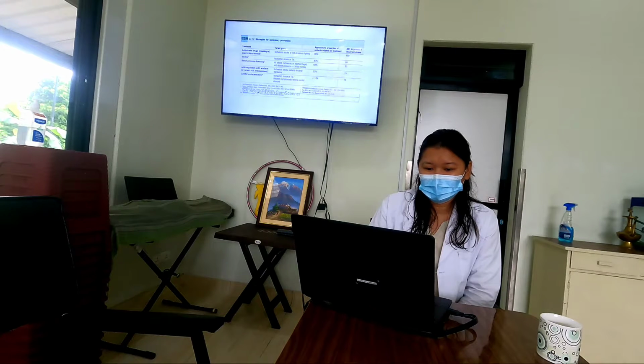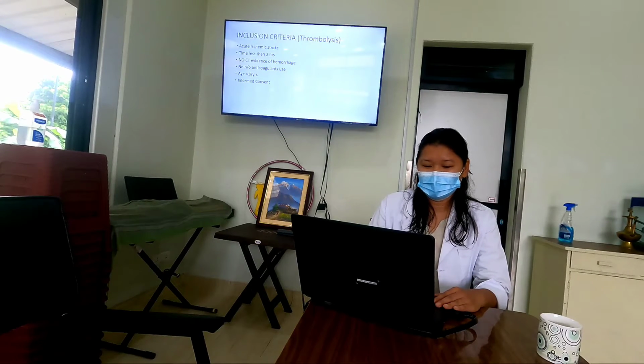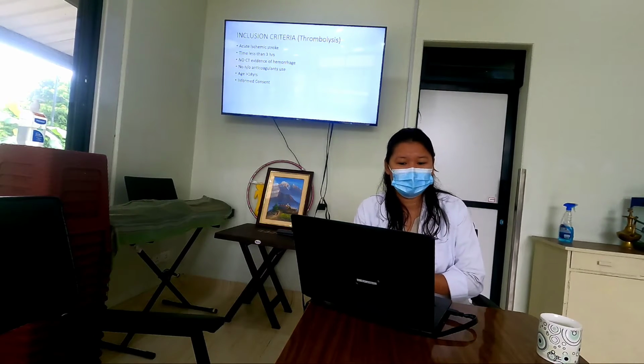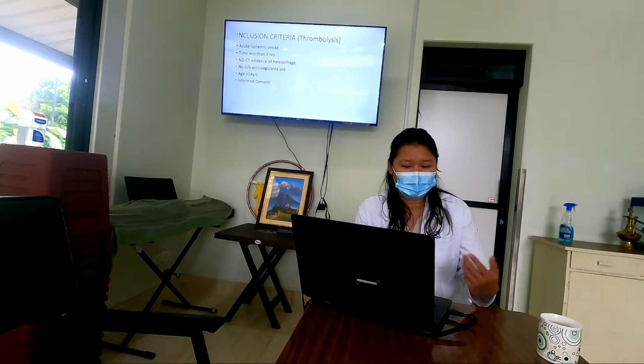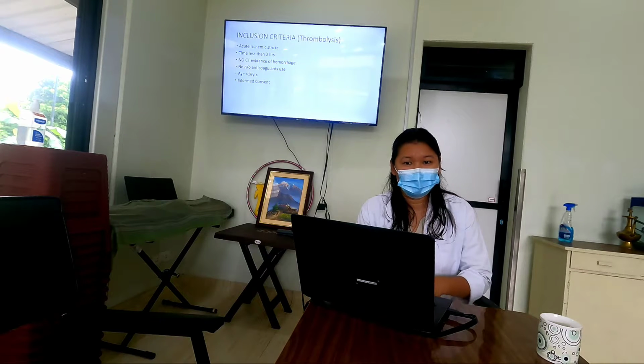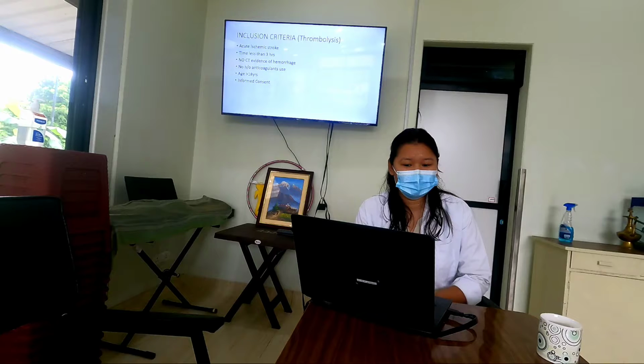And these are other drugs used for the secondary prevention of stroke. So what are the inclusion criteria for thrombolysis? If it is acute, we have to do a CT to rule out if there is any hemorrhage or not. If there is no hemorrhage, then we can go on with thrombolysis. It has to be less than 3, or they say 4.5 hours.